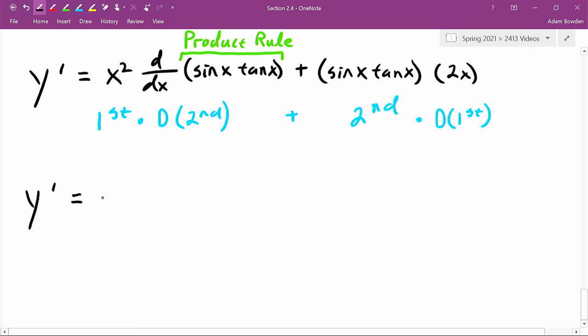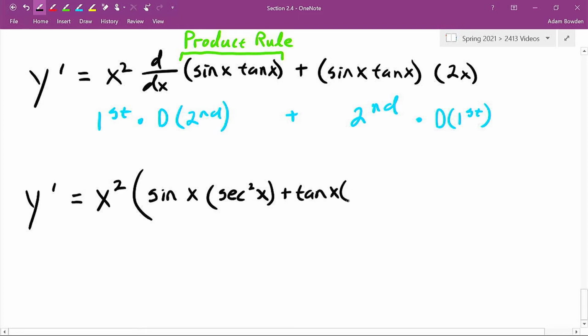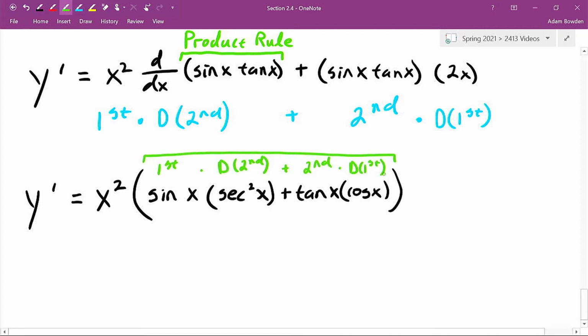So what it'll look like is x squared there, and then we'll start with the derivative of the sine x tangent x. That'll go first: sine x times the derivative of the second, which is secant squared x, plus the second, tangent x, times the derivative of the first, which would be cosine x. Okay, and then we still have the other part here at the end, the 2x sine x tangent x.